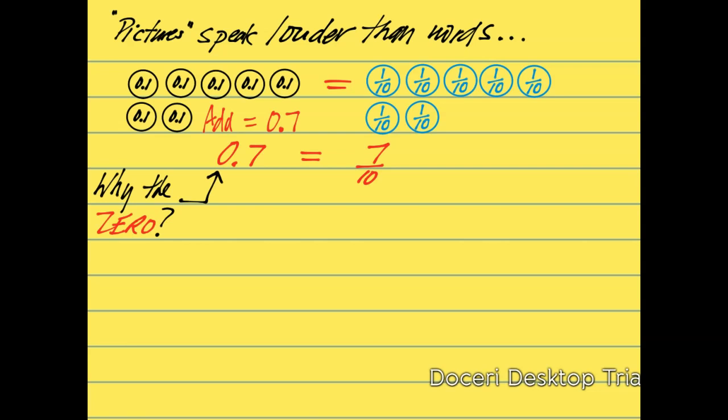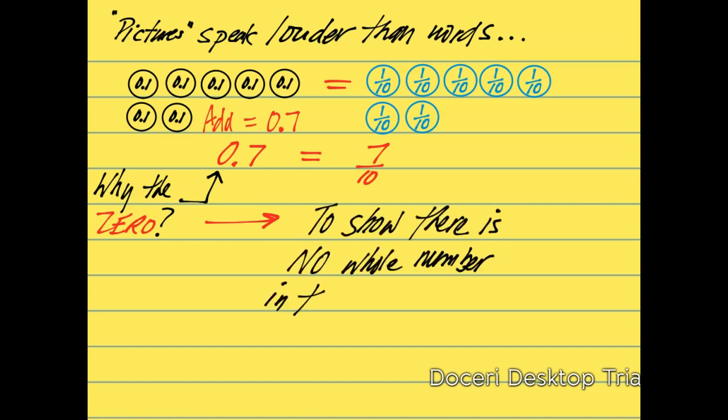So why the 0, Mr. C? And not just because teacher says. The 0 represents something really significant. It's to show there is no whole number in that value. I know that may be really obvious, but when you're first learning decimals, believe it or not, this is the most frequently asked question that I've had over years and years of teaching this. Is, Mr. C, why do you write the 0? Why do I have to write the 0? I never do that otherwise.